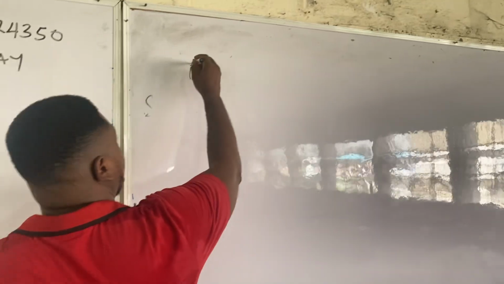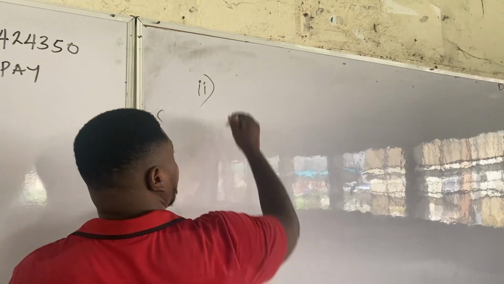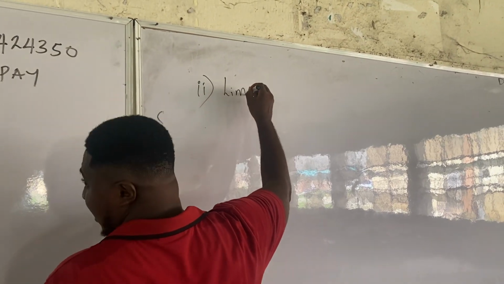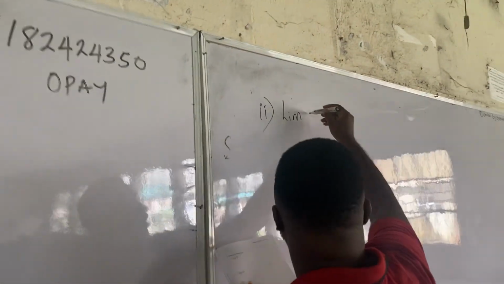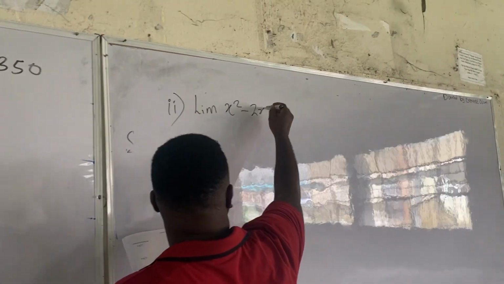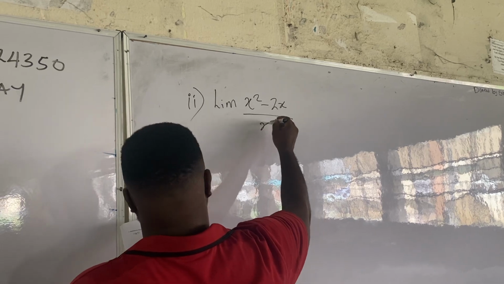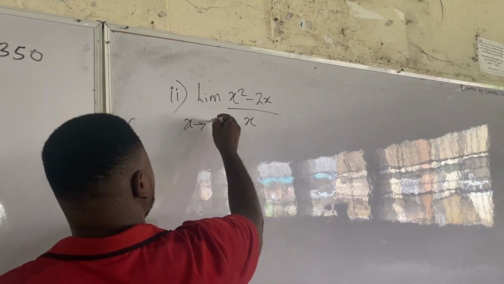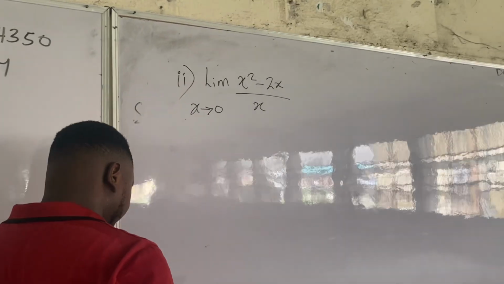I'll move to the second question here. (ii) We have to solve the limit of x squared minus 2x, all over x, as x tends to 0.